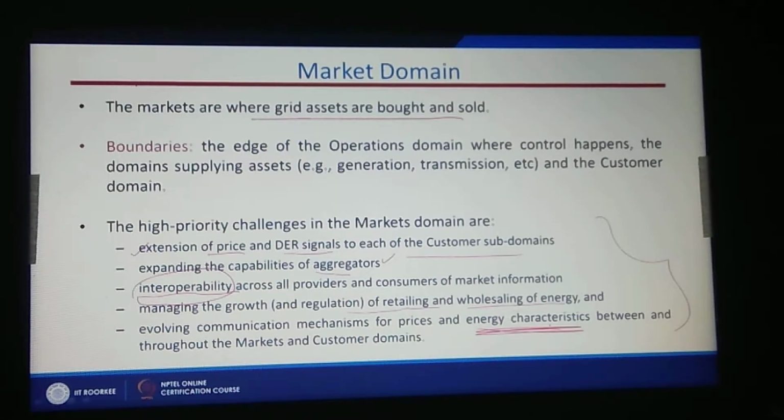The energy characteristic is between the markets and customer domains, because the customers are the end user. So there we have to decide what my energy characteristics should be, and what the price of my energy should be, which is going to be sold to the customers.